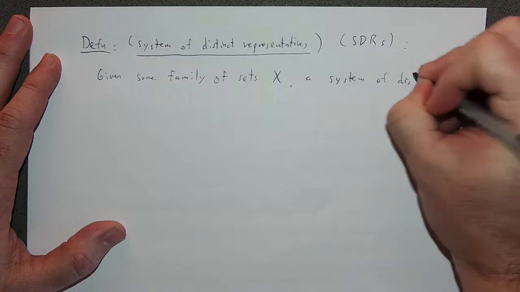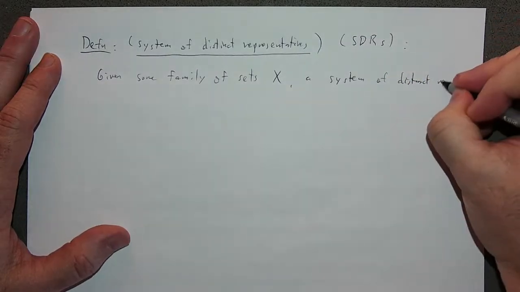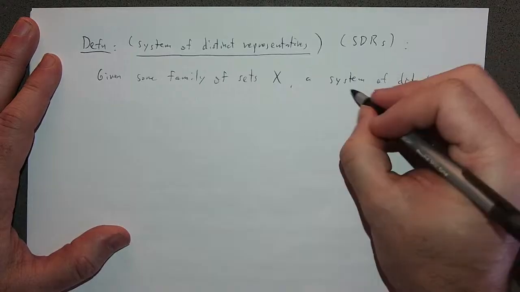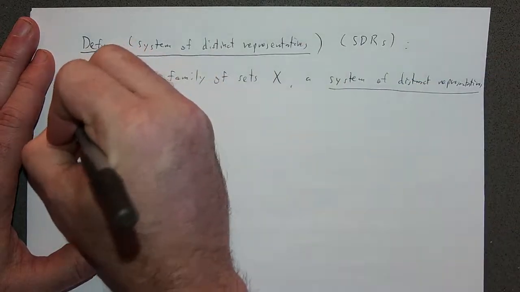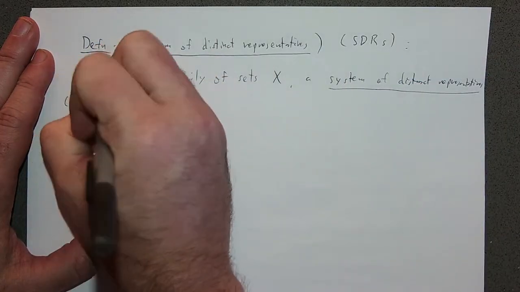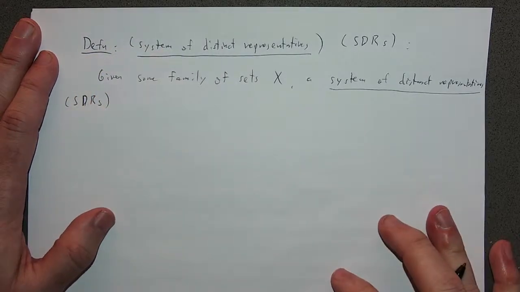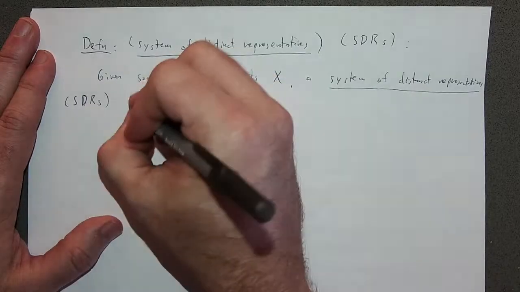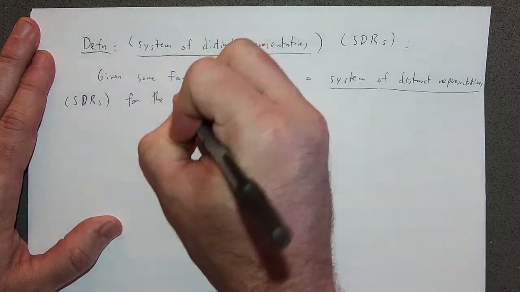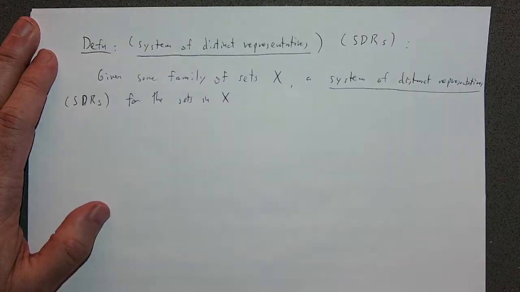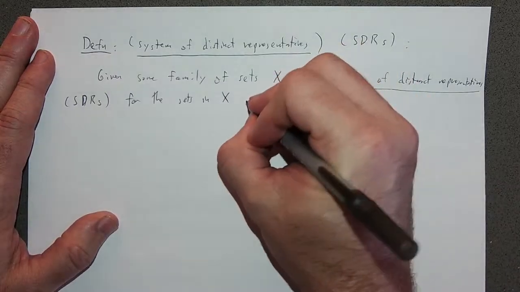a system of distinct representatives, or SDRs, for the sets in X is a representative collection of distinct elements from the sets of X.